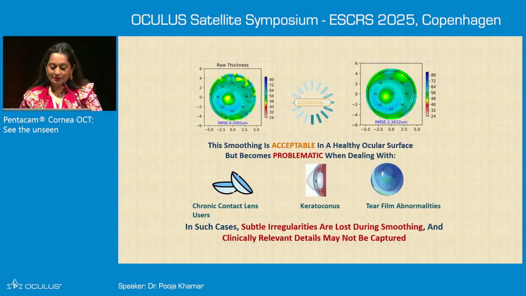In normal patients, there's no problem. With a healthy ocular surface and healthy tear film, there's no problem. But if the patient is a chronic contact lens user or has any irregular form of cornea like keratoconus, any form of ectasias or post-refractive surgery, or any tear film abnormalities, in such cases, subtle irregularities can be lost during smoothing and clinically relevant details may not be captured, was our hypothesis.